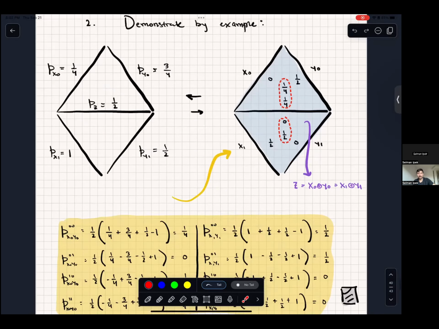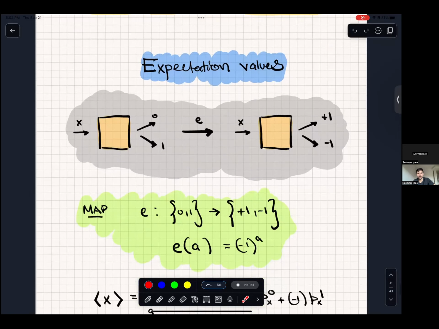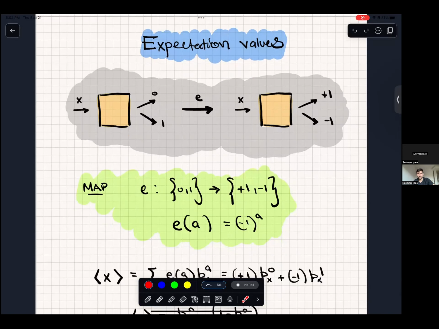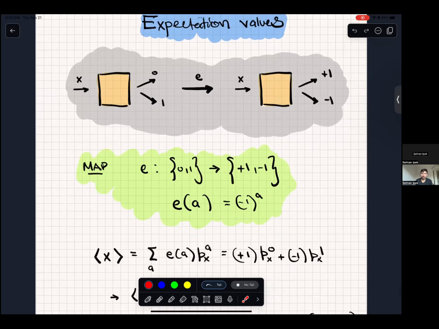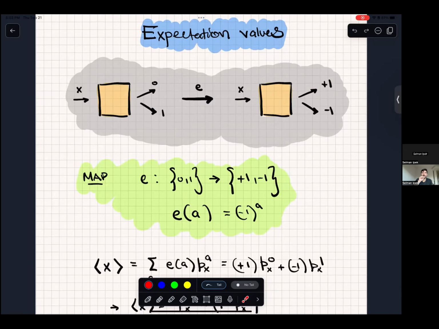So there's a slightly easier representation of these edge coordinates using the idea of expectation values. The basic idea is that before, Alice and Bob had outcomes 0 or 1. Now we want to map to a scenario where Alice and Bob relabel their outcomes as +1 or -1. To put it simply, whenever Alice or Bob gets 0, it gets mapped to +1, and whenever they get 1, it gets mapped to -1, or just (-1)^A.